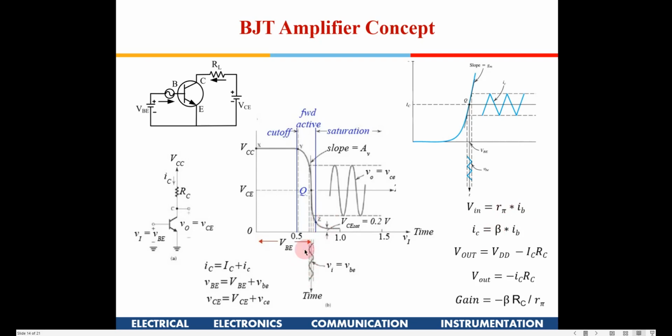The input impedance as seen by this is known as R pi. R pi is the on resistance offered by the base and emitter. So for a small change in V in, there will be a small change in IB, and the relation will be defined by R pi, whereas R pi is the property of the transistor. Now IC we know is beta times IB.